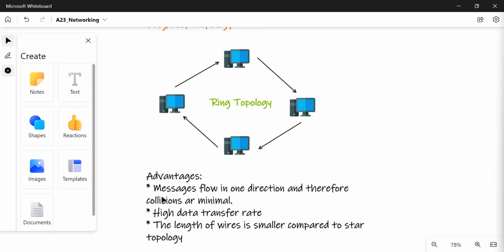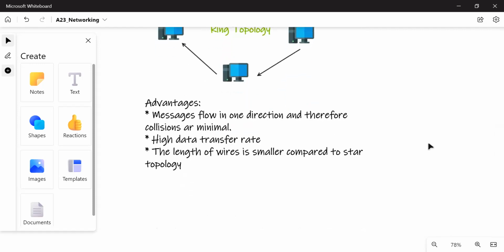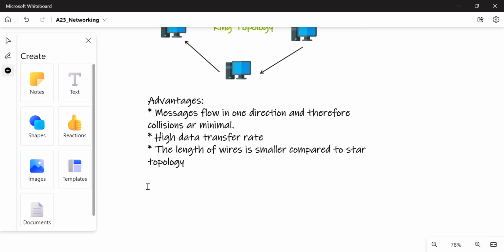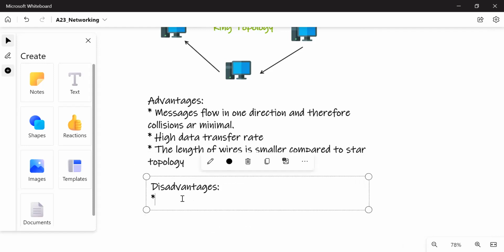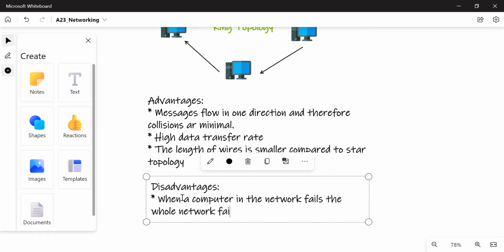Right. There are some disadvantages as well. So if you write down the problems or disadvantages, the first one is when one computer fails, the whole network fails. When a computer in the network fails, the whole network fails.